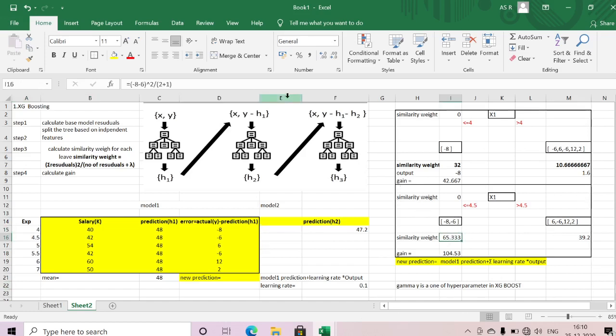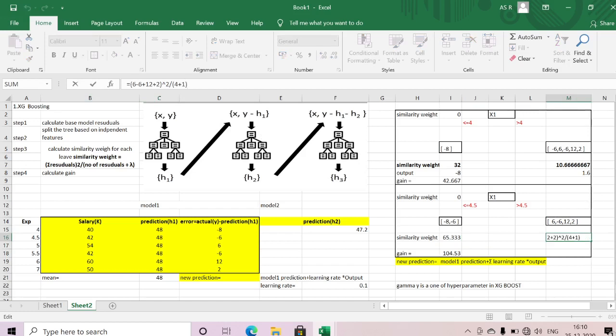Here I am calculating the similarity weight using the two residuals: (-8 - 6) whole square divided by the number of residuals, 2, plus 1, which is lambda. I calculated the similarity weight for this leaf using these two residuals, and I got 65.